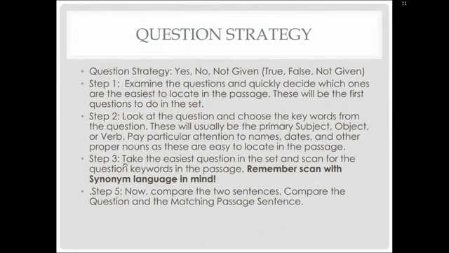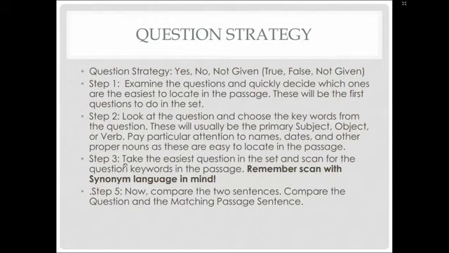After you've discovered the order that you're going to use in terms of which ones are easiest to do first, you want to look at the question and then choose the keywords from the question. As you already know, these keywords are going to be your primary subject, object, and your verb. Pay attention to the names and dates and the other proper nouns. You want to take the easiest question first. Scan for the question keywords in the passage, right? And always keep in mind that you may have to be scanning for synonym language. Unless, of course, you have somebody's name or something like that, then you're not going to have to do that.